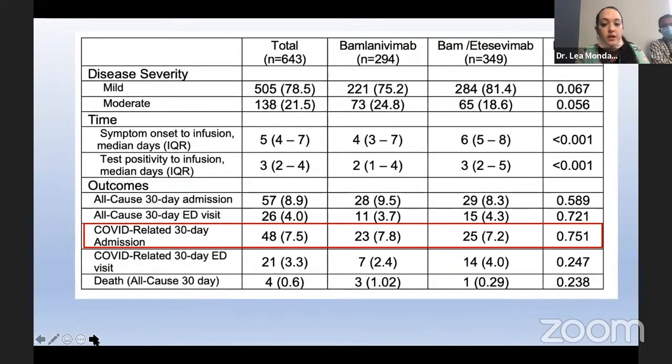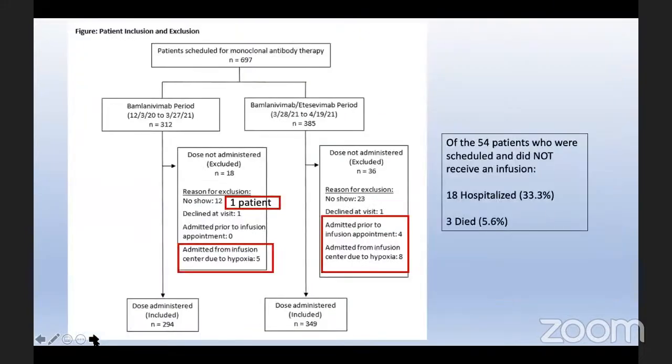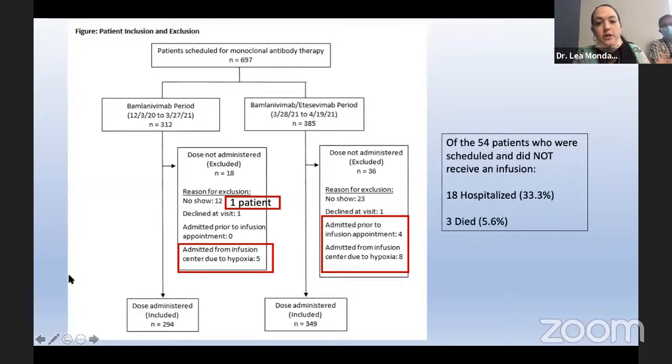And ultimately in the red box, there are COVID-related 30-day admission rates. So overall, 7.5% of our patients who were treated with one of the 2 drugs were hospitalized. This was not different whether they got the combo or the BAM alone. And then although we don't have a control group for placebo, we just wanted to show you guys this because it's important to keep in mind.